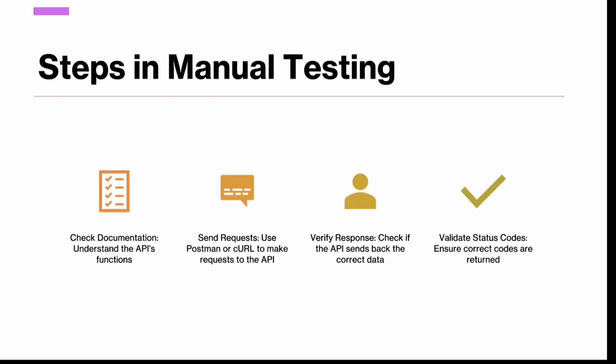So how does a tester perform manual testing? First, we have to check the documentation. The documentation will be provided by the development team, or the team who has developed or created that API. Sometimes if the API belongs to a third party, they will provide you the documentation. Through the documentation we have to understand the functionality of the API. Then we have to send the request with the help of a tool like Postman.